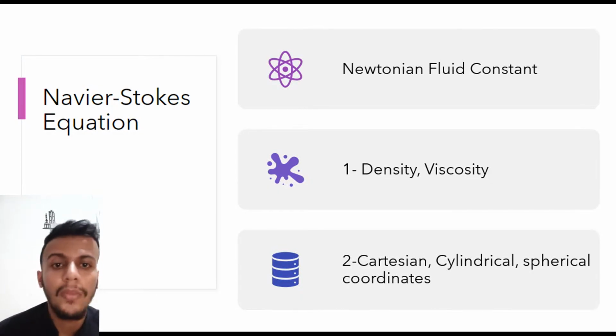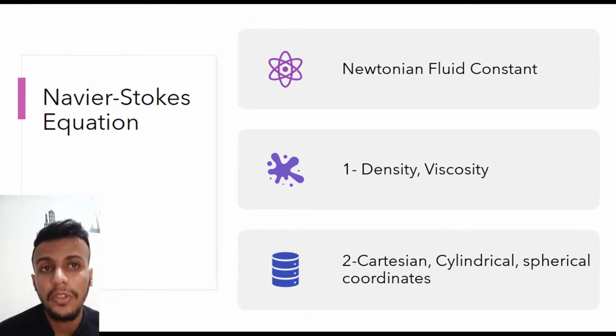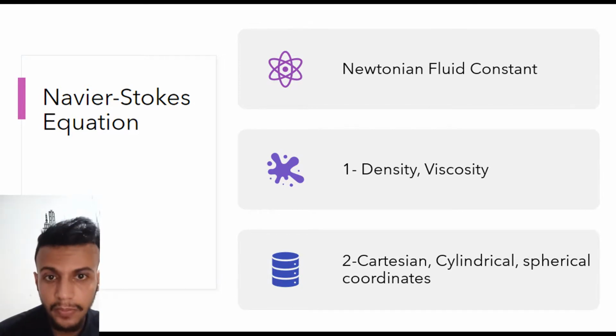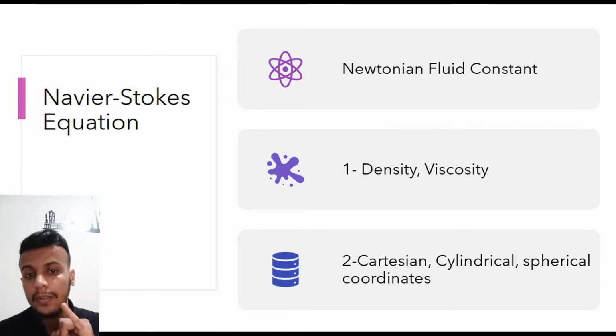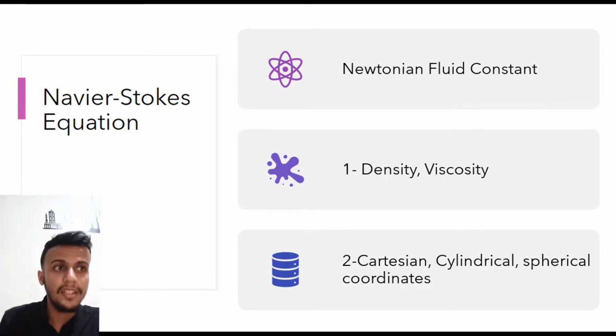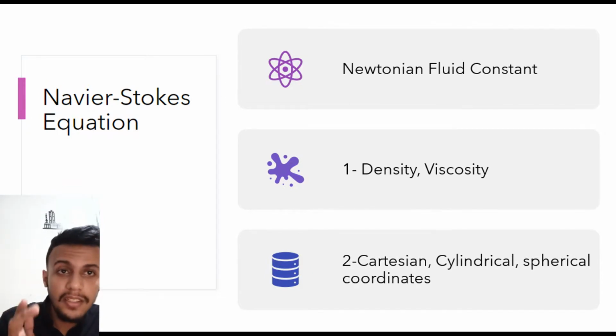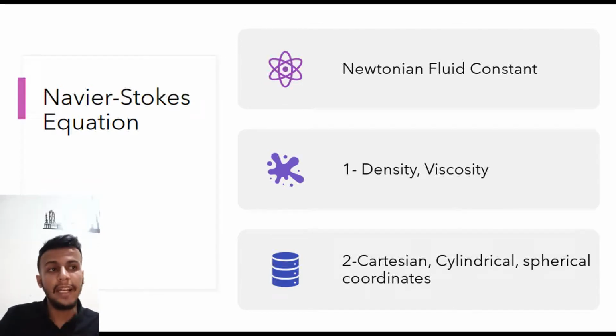Navier-Stokes equation. We're going to start by talking about Newtonian fluid constants. We will talk about density and also viscosity. This is the first thing we will talk about. What is the law? What is the importance of these two points in the equation? The second one is Cartesian, cylindrical, and spherical coordinates, and what is the difference between each one.